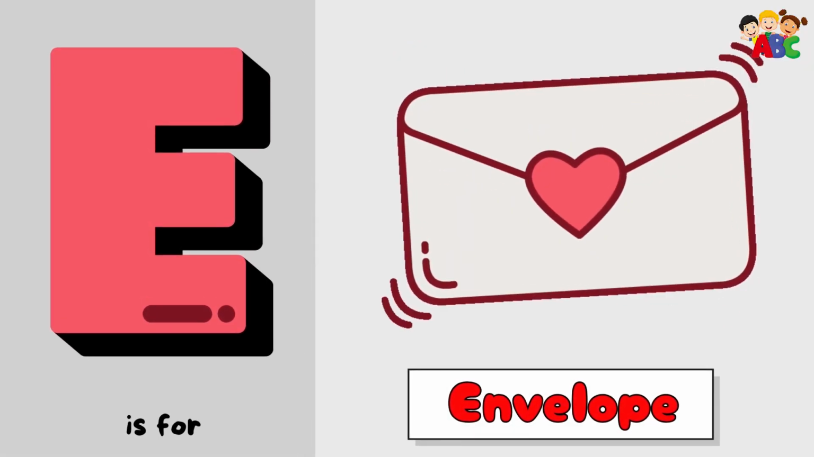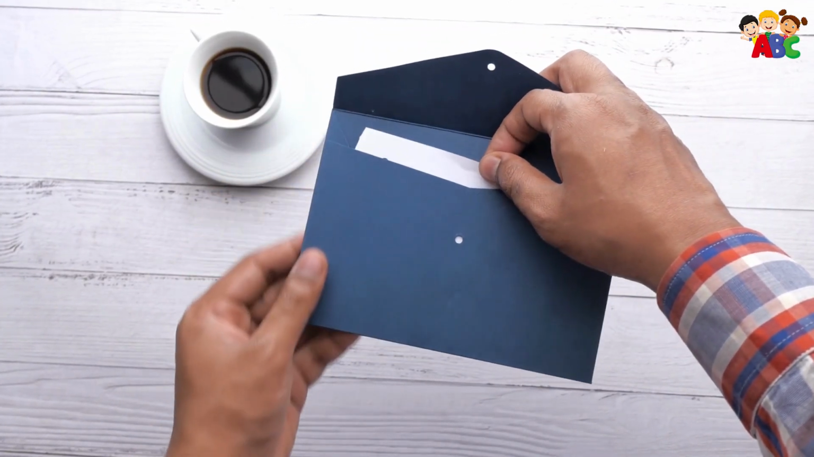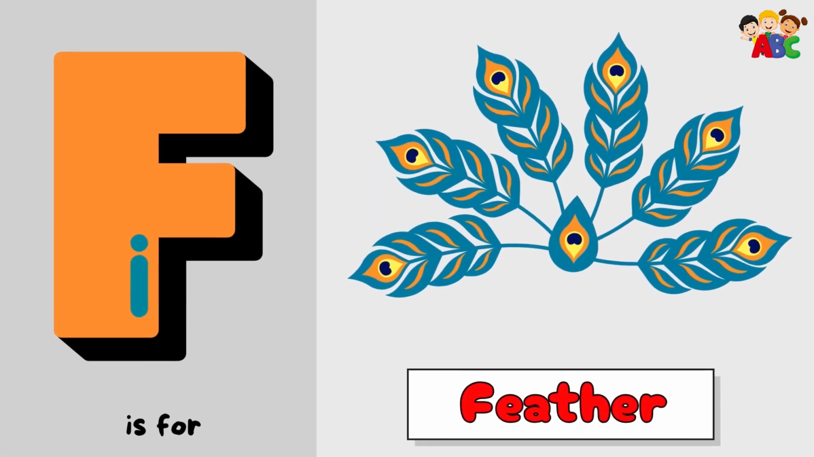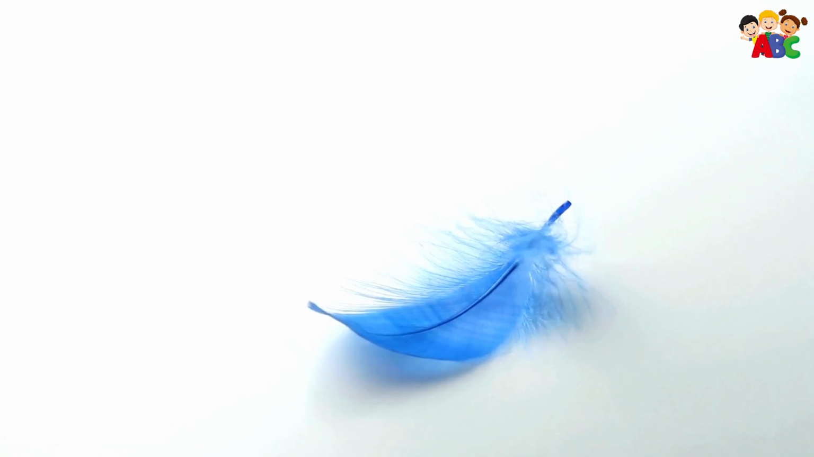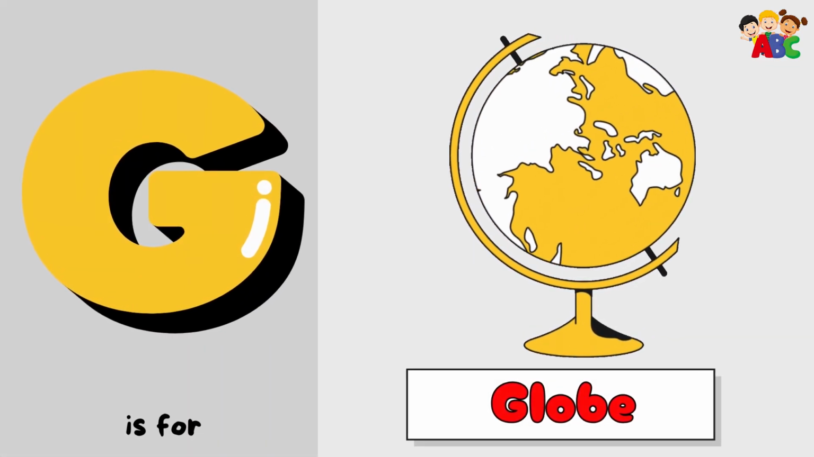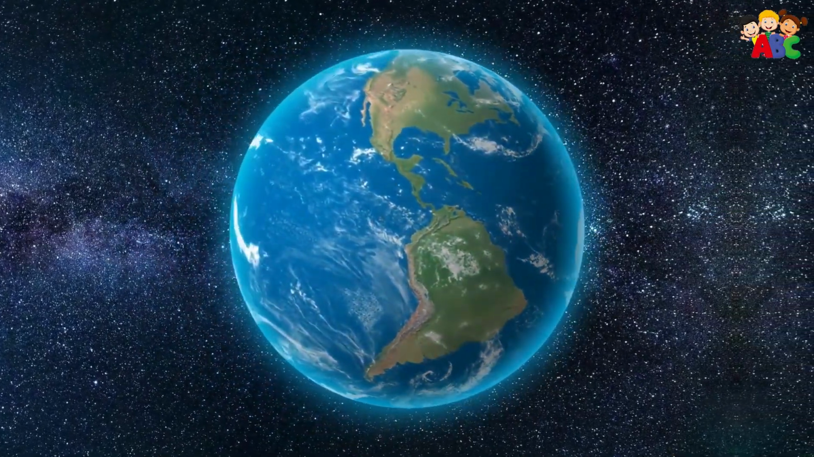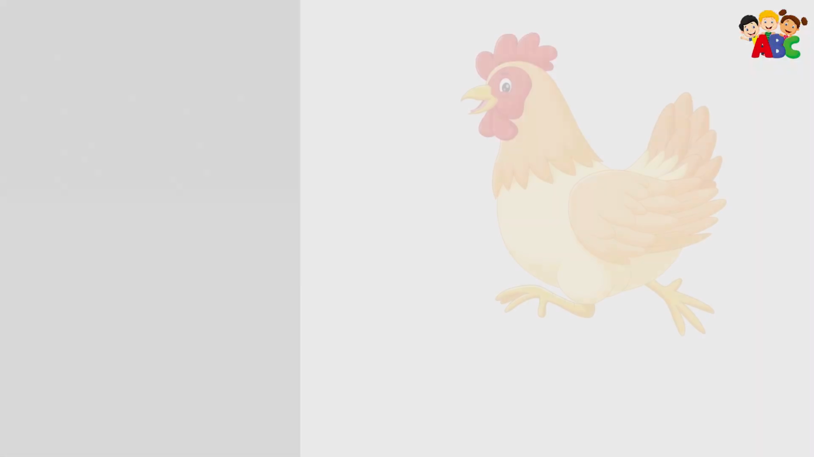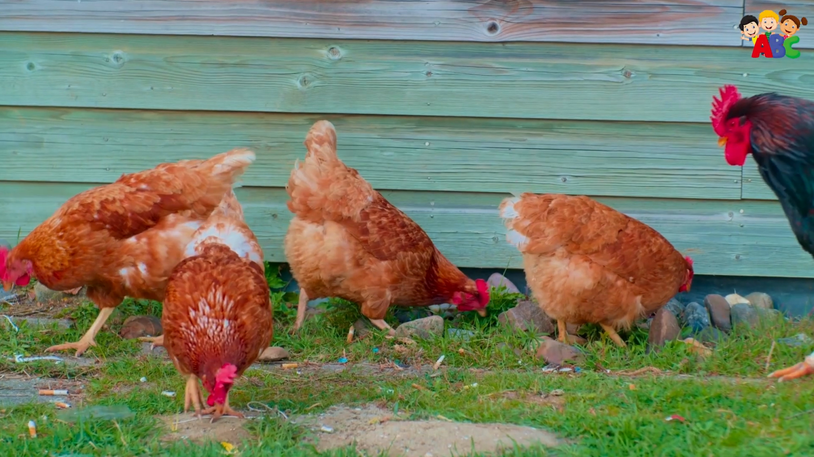E for envelope. Envelope. F for feather. Feather. G for globe. Globe. H for hand. Hand.